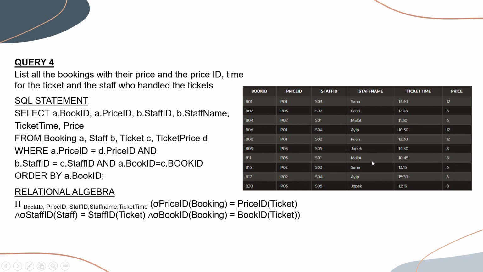For query number 4, we will list all the bookings with their price and price ID, time for the ticket, and staff who handle the tickets. This will be the SQL statement for query number 4 and relational algebra, and also the output.